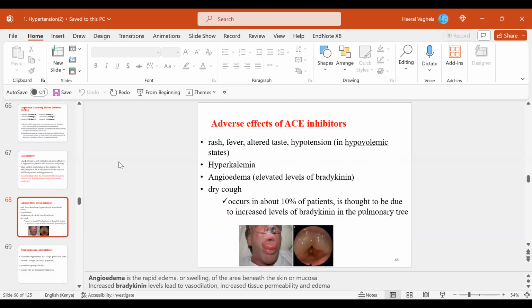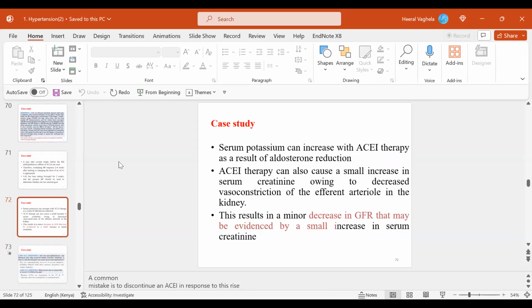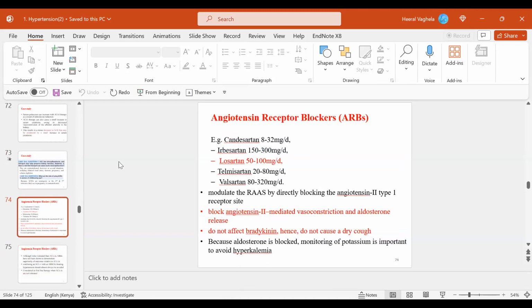If ACE inhibitors are not tolerated by the patient, then you opt for ARBs such as losartan, telmisartan, valsartan. What these do is that they directly block the angiotensin receptor and not the enzyme. Since there is no extra bradykinin produced, you do not see dry cough. The ADRs are the same, except they don't have dry cough.